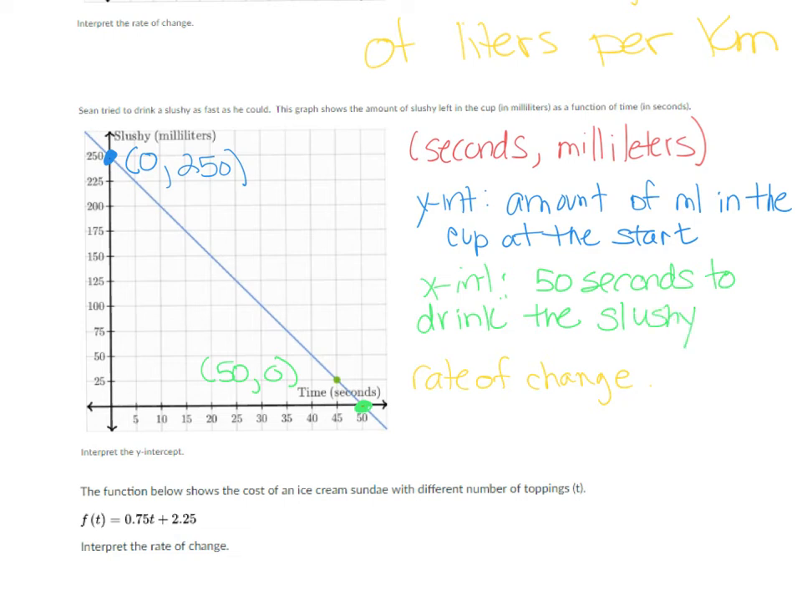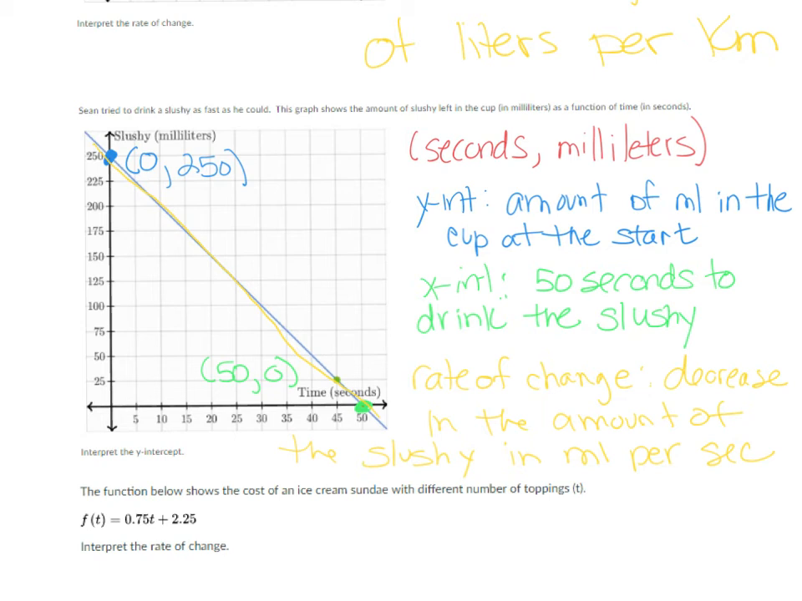And then our rate of change, of course, is decreasing because the amount of slushy in the cup is decreasing as Sean drinks. So we're going to say that it is a decrease in the amount of the slushy, and that is in milliliters per second. So we've interpreted what the y-intercept, the x-intercept, and the rate of change represent in this problem.